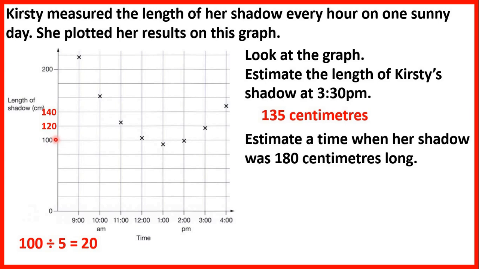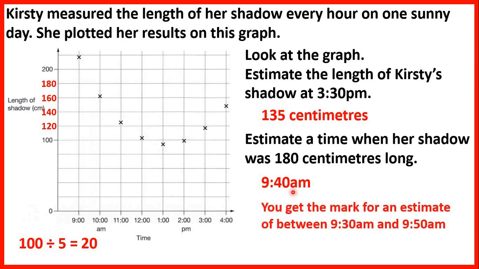Now estimate a time when her shadow was 180 centimetres long. So we have 100, 120, 140. The next line will be 160, because remember, it's 20 more each time, and so we have 180 here. So we can draw a line across, and if these dots were joined up, they would probably cross 180 at about this point here. So I would estimate this time is 9:40 a.m. because it's slightly closer to 10 o'clock than it is to 9 o'clock. But you get the mark for an estimate of between 9:30 and 9:50.